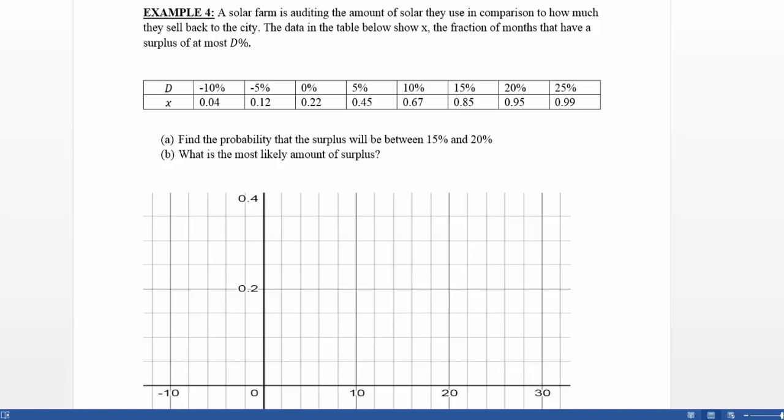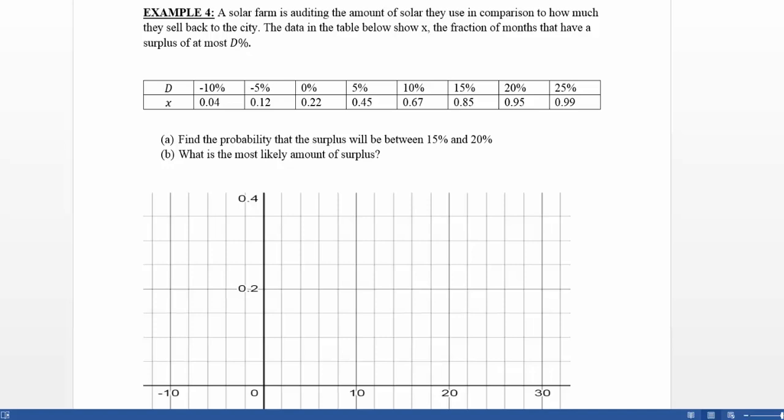So we can see here the distribution. This is the cumulative distribution function for this particular situation. So notice that the values are increasing and that they are approaching 100%. So what we need to do here is use this data to answer the following two questions. Part A says, find the probability that the surplus will be between 15 and 20%.